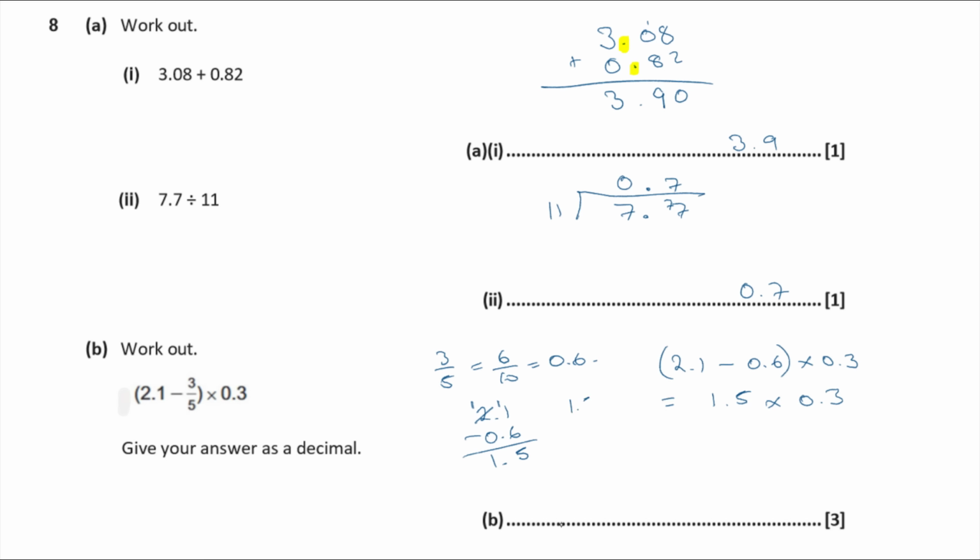So what's 1.5 times 0.3? So 5 threes are 15. 1 three is 3 plus 1 is 4. That's it, isn't it? So then I've got 2 digits behind the decimal place in my question. So I'm going to have 2 digits behind the decimal place in my answer. So it's going to be 0.45 then. So that's my final answer, 0.45.